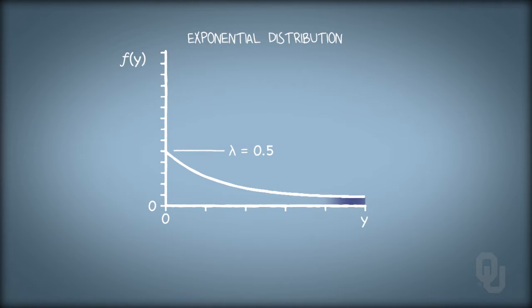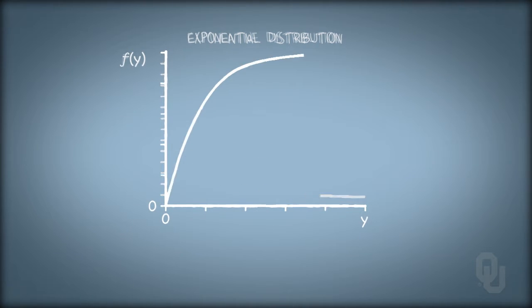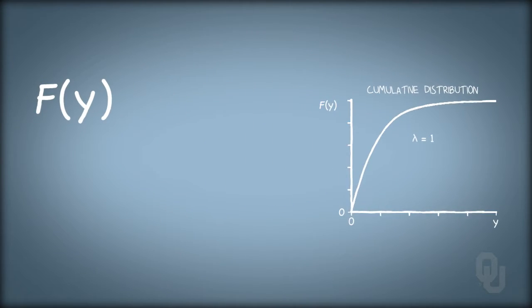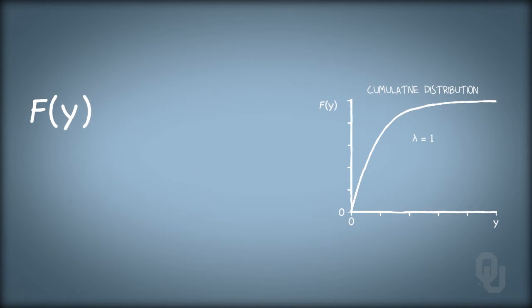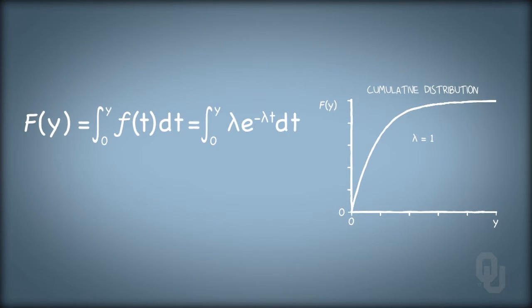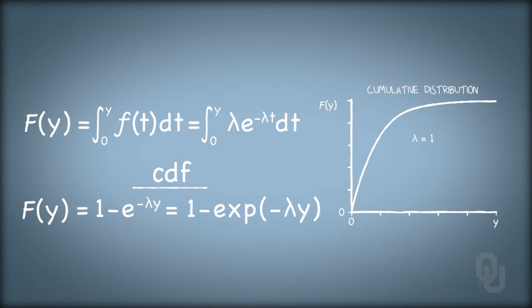Recall that the cumulative distribution, capital F of y, gives us the cumulative probability from the lower bound of the distribution, which in this case is 0, up to the value y. We calculate the probability by integrating f of y and evaluating between 0 and y. So what would the CDF be? As it turns out, capital F of y is 1 minus e to the minus lambda times y.